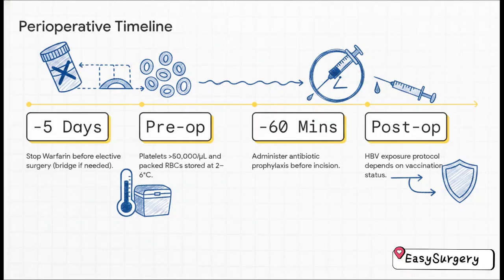Check this out. At -5 days before elective surgery, you stop warfarin, bridging them if they're at high thrombotic risk. Right before surgery, ensure the platelet count is greater than 50,000 per microliter. And if you need blood, remember packed RBCs are stored precisely at 2 to 6 degrees Celsius. At exactly -60 minutes before the incision, you administer antibiotic prophylaxis. And post-operatively, if there's a needle injury, your HPV protocol depends strictly on the worker's vaccination status and anti-HBs titer.